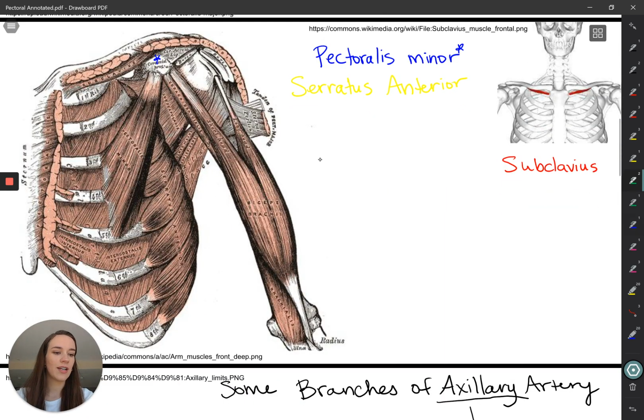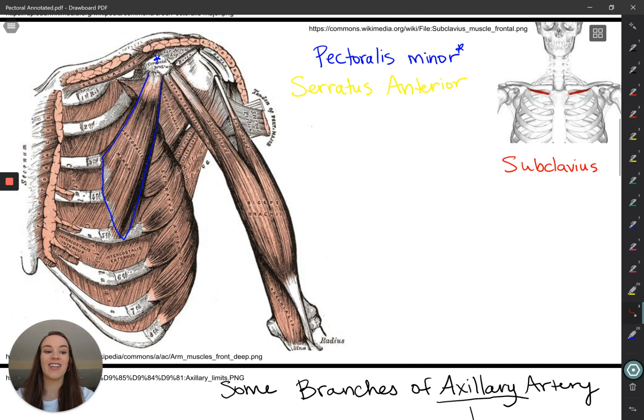So here we can see our pectoralis minor outlined here. And notice that this is attached to the coracoid process, versus over here, this is the tendon of that pec major, and that tendon is attached to the humerus. So those have two very different attachment points at those extreme ends.